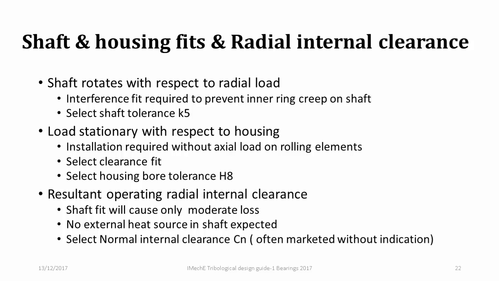The load is stationary in this case with respect to the housing, so we can use an installation where we have no axial load on the rolling elements at the location end. We can select a clearance fit, and we can use a housing bore tolerance of H8. The resultant operating radial clearance will be satisfactory because the shaft fit will cause only moderate loss. We're not expecting an external heat source in the shaft, so we can use a normal clearance, which is denoted CN, although this normal clearance these days is often marketed without indication.